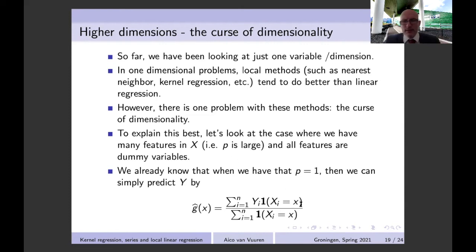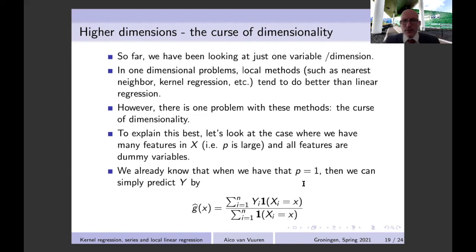So that means essentially that at the moment that we would like to predict for x equal to 0, then we simply take the sample average among those observations for which xi is equal to 0. And at the moment that we would like to predict for x equal to 1, then we are going to take the sample average for those observations for which xi is equal to 1. It's as simple as that.